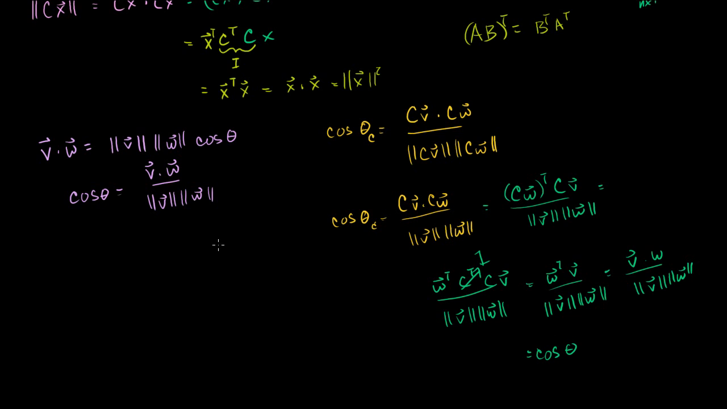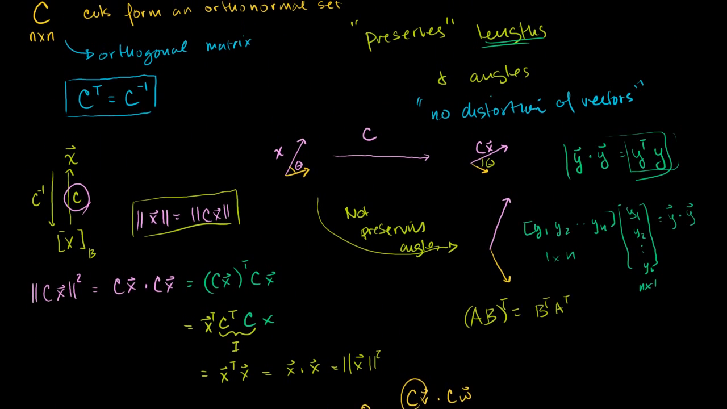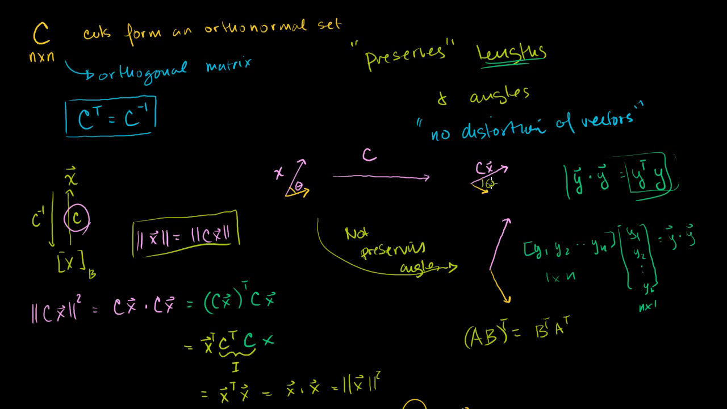So notice, by our definition of an angle as the dot product divided by the vector lengths, when you perform a transformation, or you could imagine a change of basis, either way, with an orthogonal matrix C, the angle between the transformed vectors does not change. It's the same as the angle between the vectors before they were transformed, which is a really neat thing to know: change of bases or transformations with orthogonal matrices don't distort the vectors. They might just rotate them around or shift them a little bit, but it doesn't change the angles between them.